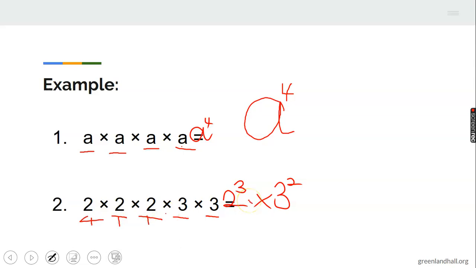Then we have 3. How many times do we have 3 here? 2 times. So that's what we have: 2 raised to power 3 times 3 raised to power 2. Can you see that? There's nothing difficult about index notation. Check the letters, check the numbers, count how many times they are written. Then you get to your answer quickly.